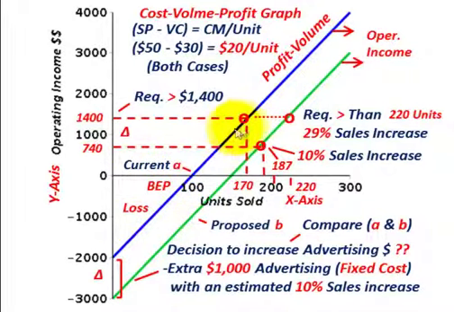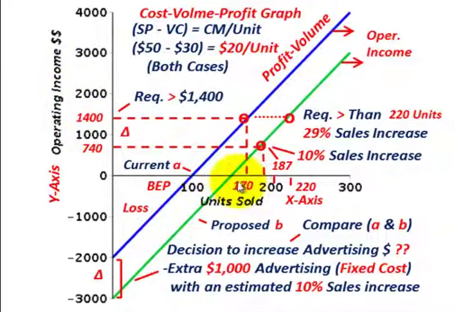Now for what's currently going on here, we move up to the point where we sell 170 units, and that matches up to our profit line right here. Moving that over here, looking at our operating income in terms of our graph, that's $1,400 in operating income. So how did we get to that point?